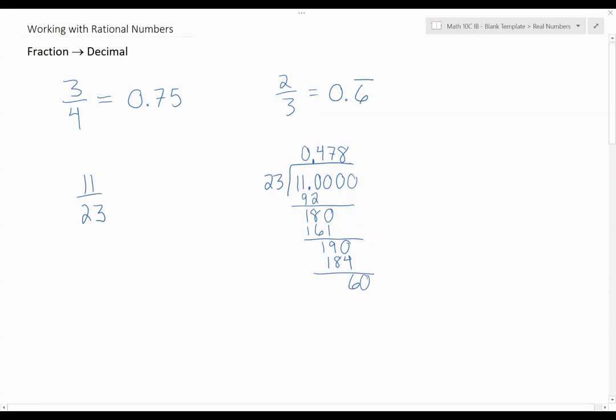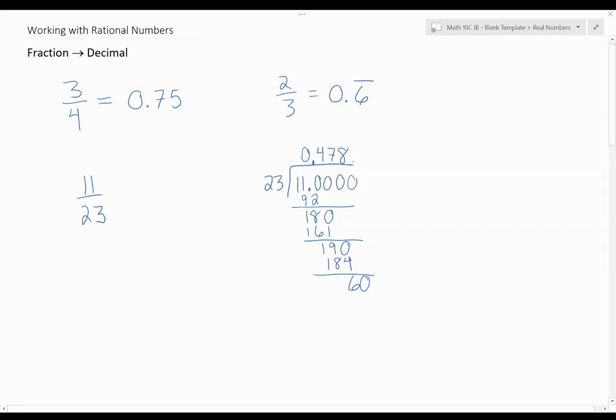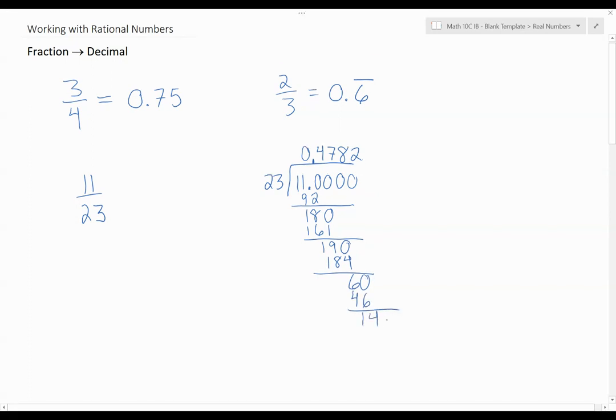It didn't seem likely that this would end. I thought this was going to repeat. So 23 goes into 60 just 2 times. So 46, which is 14. I'm going to actually stop right here because I can see that this is going to go on for a little while. But 3 significant digits is a pretty good standard for what we want. So I can say that this fraction is approximately equal to 0.478.